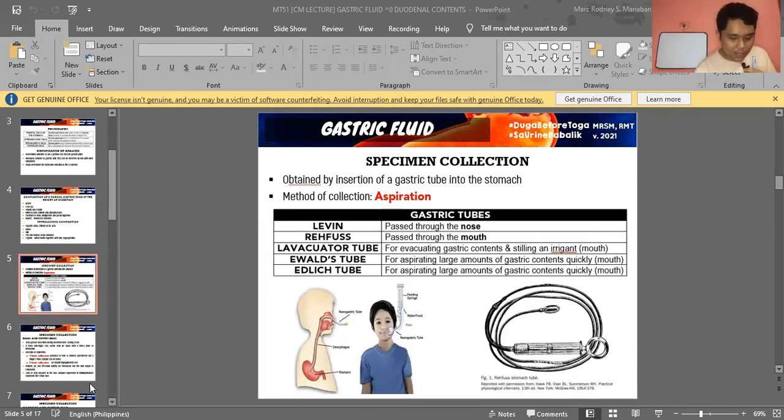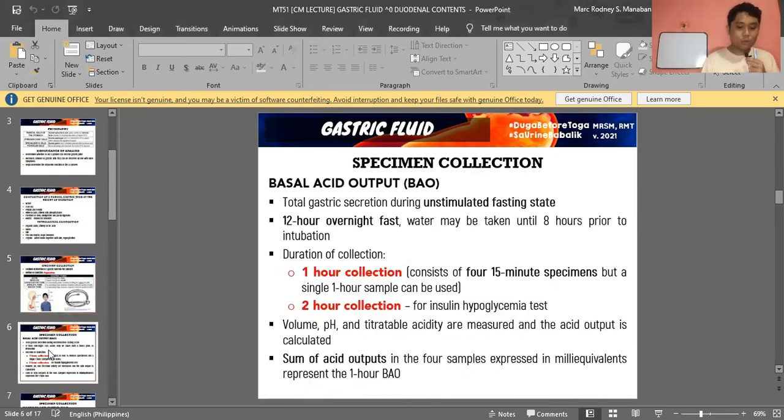Next, we look at what happens after collection. Of course, we measure the basal acid output and the maximal acid output. So the BAO and the MAO. For BAO, as you can see, it's the unstimulated, fasting gastric secretion. Meaning, if there is no food, nothing, what is the amount of gastric acid or gastric fluid released by the stomach?